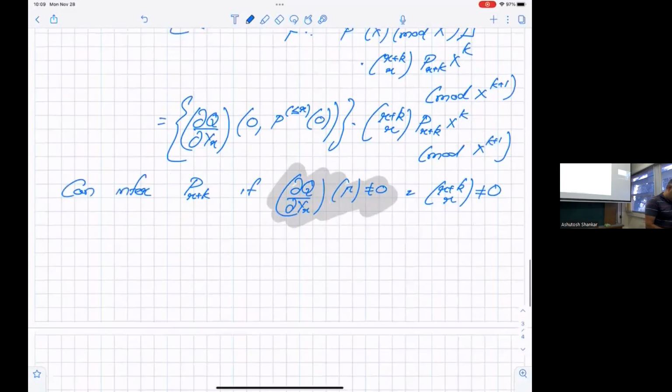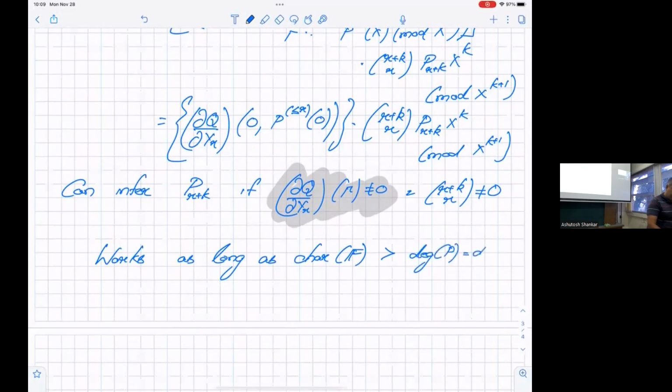So we will infer that it works as long as the characteristic of F is larger than the degree of the polynomial. If that's the case, every R plus K choose R will be non-zero. So that's the entire extraction.